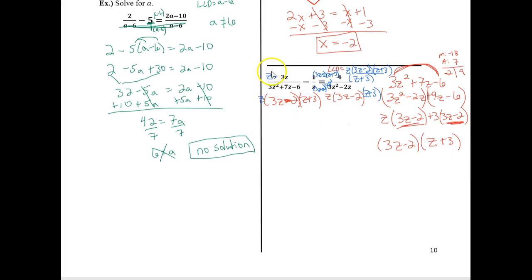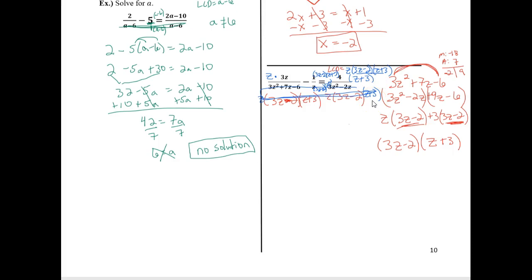Now, I have multiplied all of the numerators and denominators by the same amount, and I've made all of the denominators look like the LCD. Z, 3z minus 2, z plus 3. They all match. Once all the denominators are the same, I would clear out the denominators by multiplying every term by the LCD. Now I look at what's left.